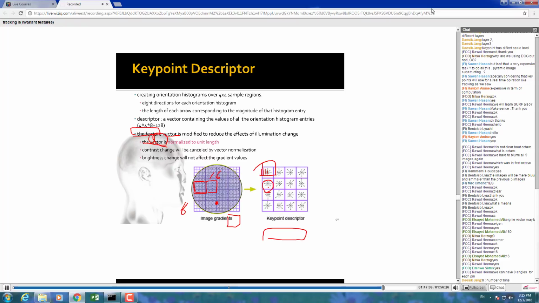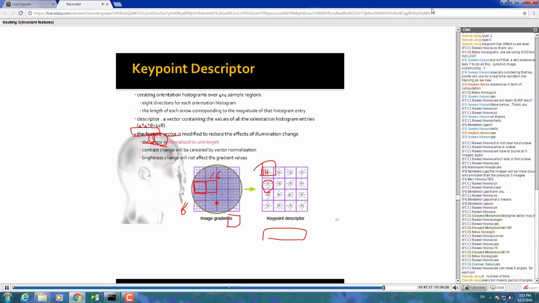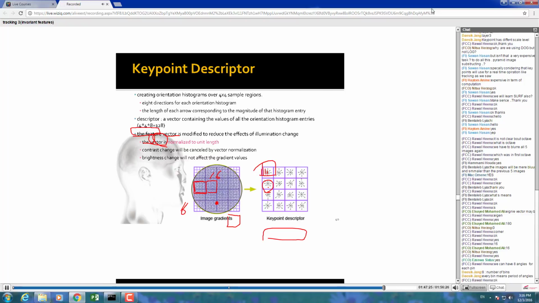So your question is, 8 angles for each bin? No. Here 8 means the number of bins. By the way, every bin means a period of angles. The whole angle can be between 0 and 360.